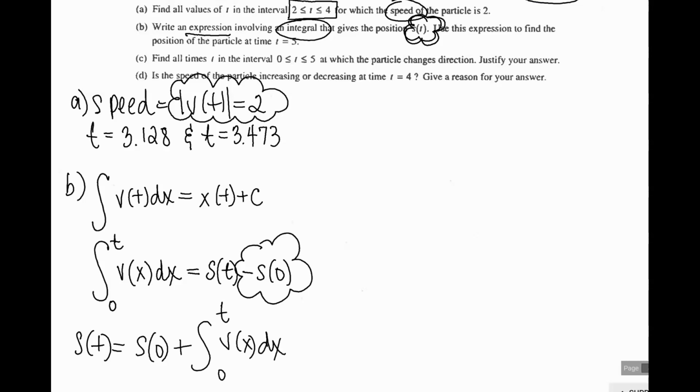So make sure that the variables there don't match. Make sure the upper limit of integration and the input variable are two different variables. And whatever the input of the function is, you want that to be your upper limit of integration.